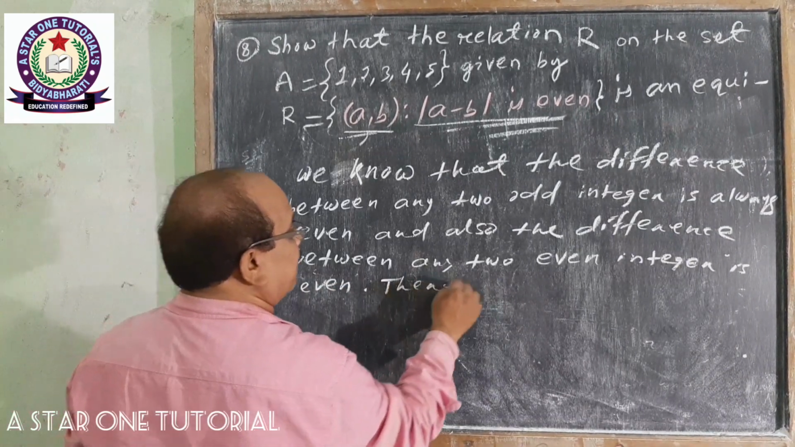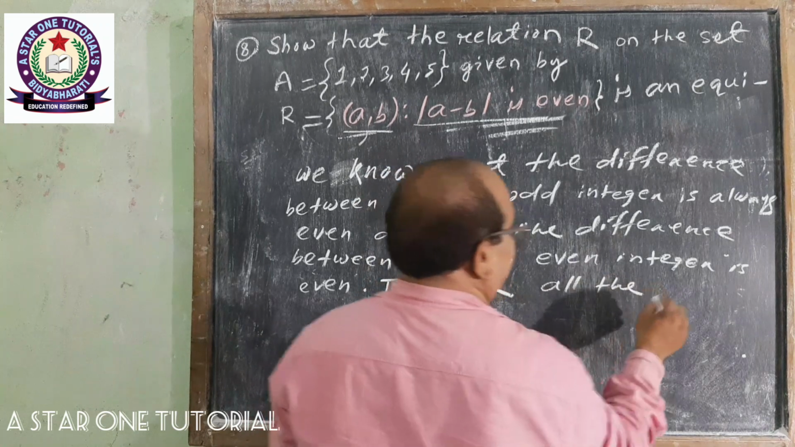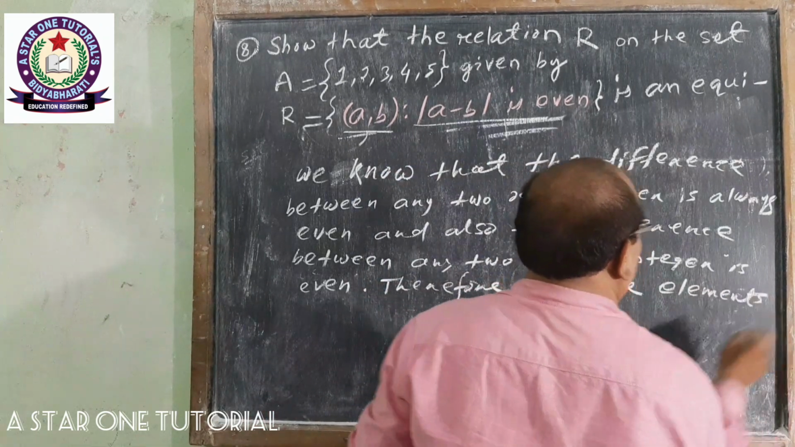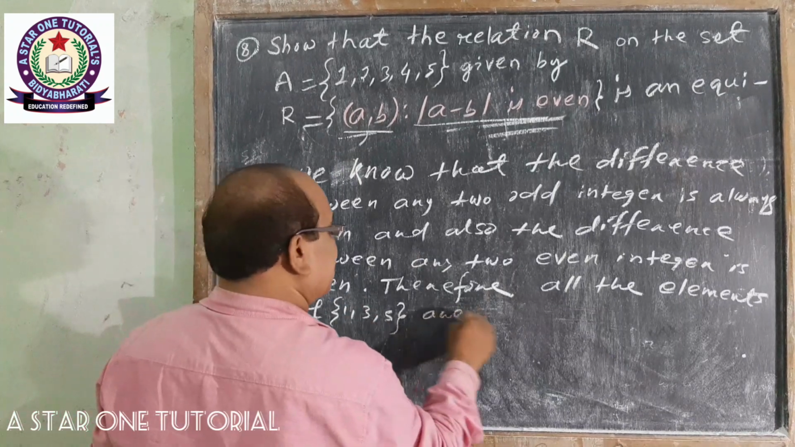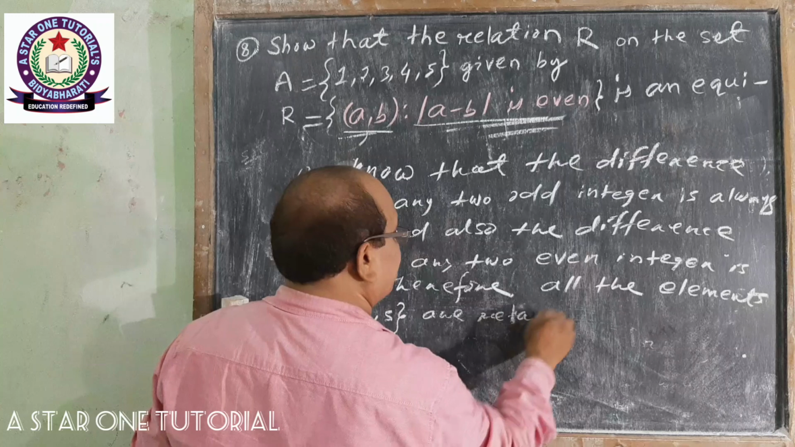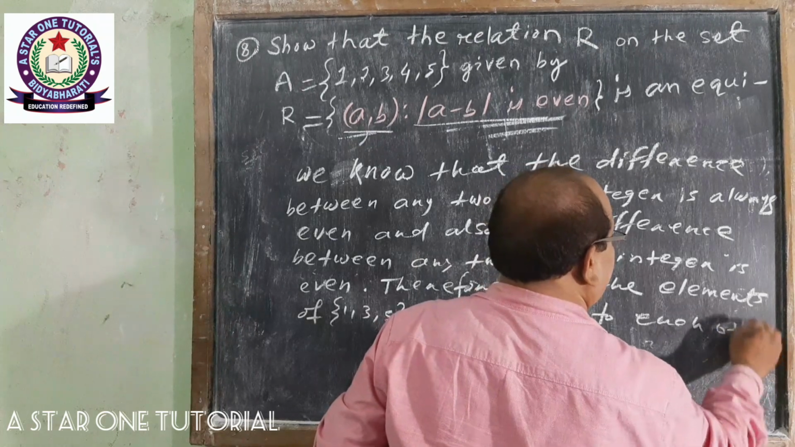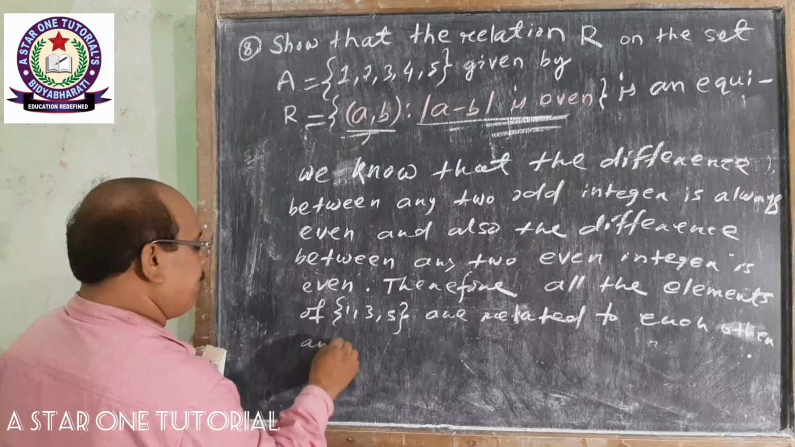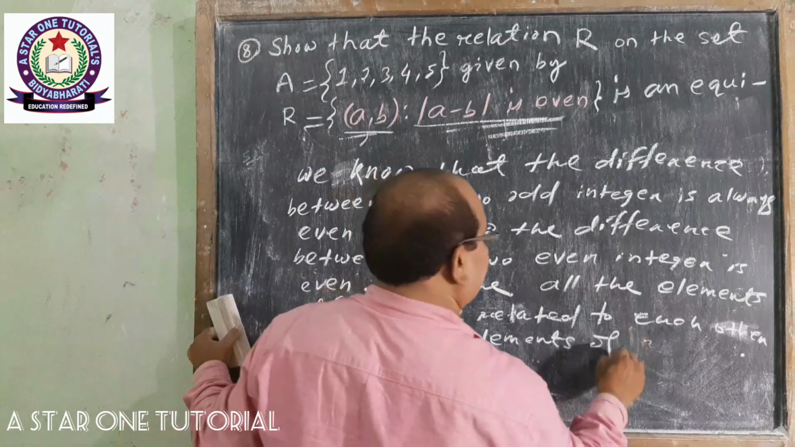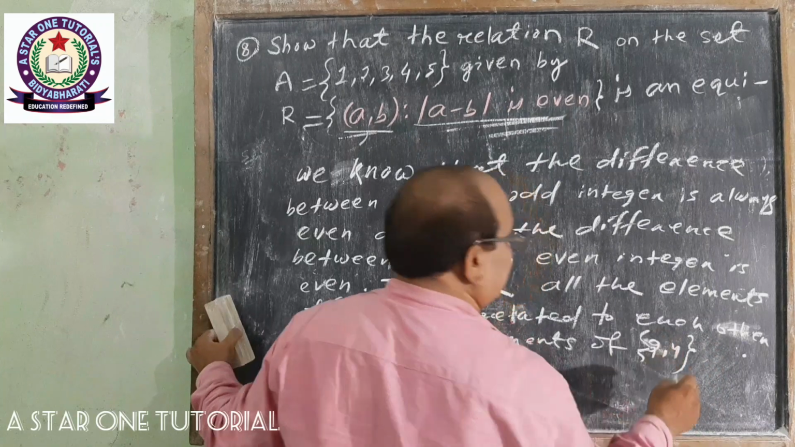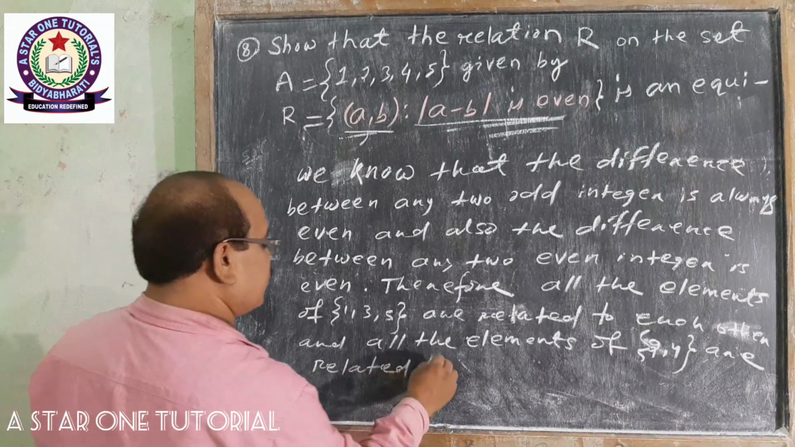Therefore all the elements of {1, 3, 5} are related to each other, and all the elements of the set {2, 4} are related to each other.